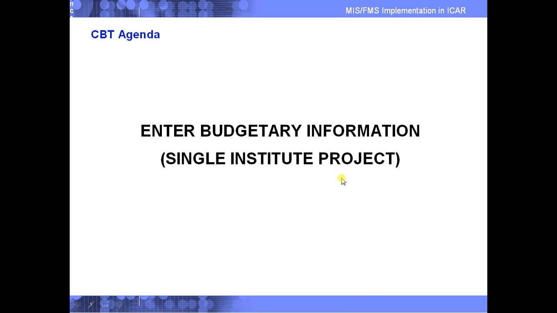Good day everyone. In this CBT we will learn how to enter the budgetary information for a single institute project. Prior to entering the budgetary information, an RPP1 document is created and a unique project number is generated that is attached to that RPP1 document. The procedure for all this has been covered in a separate CBT named RPP1 creation, so please refer to that CBT.